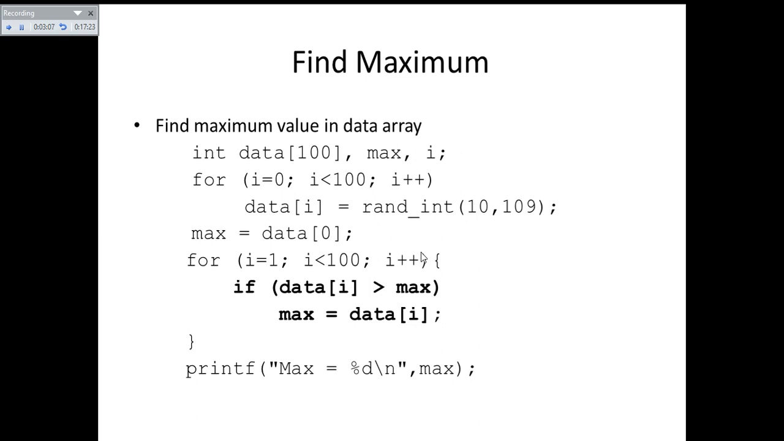So you print that max variable as the maximum number using the printf statement after the for loop is completed: printf max equal to percentage d slash n comma max. At the end of your loop iteration, you hold the maximum value in your max variable, and you print it using the printf statement. That is the logic to find the maximum number.